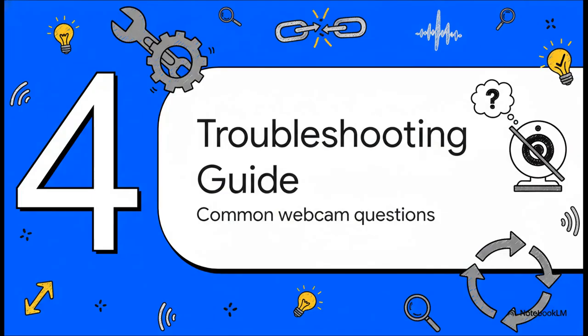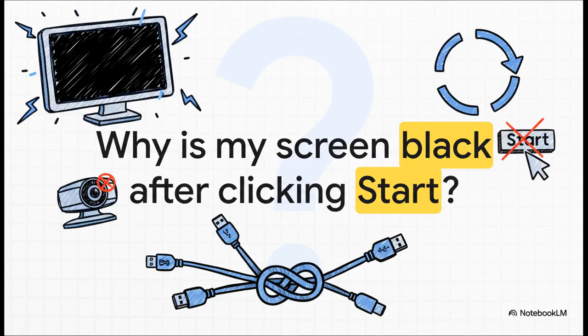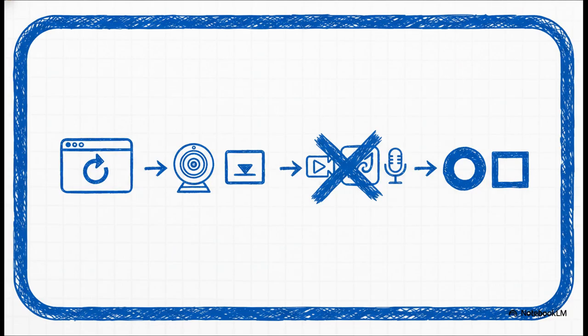Of course, sometimes things just don't work right off the bat, so let's run through a quick troubleshooting guide for the most common issues you might run into. Okay, this is probably the #1 problem people face. You click Start Preview and you get nothing, just a black screen. So what's going on? Here's your checklist.